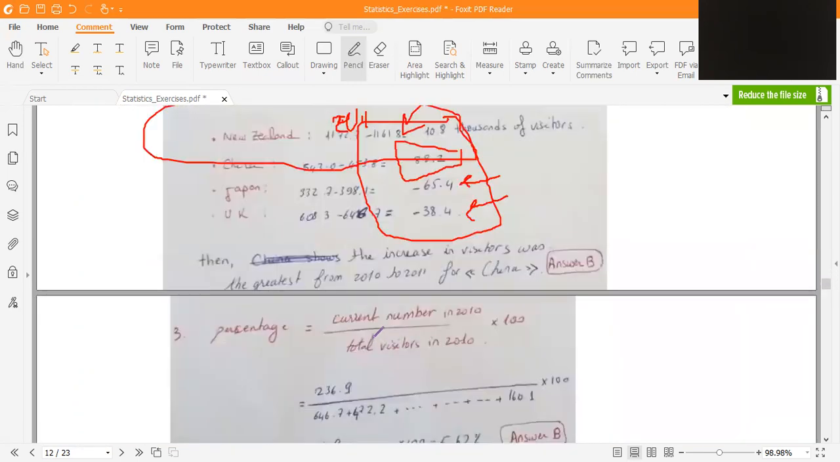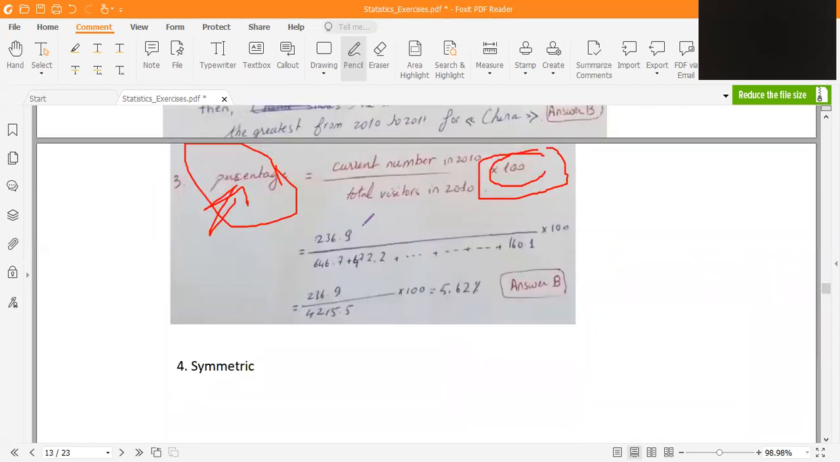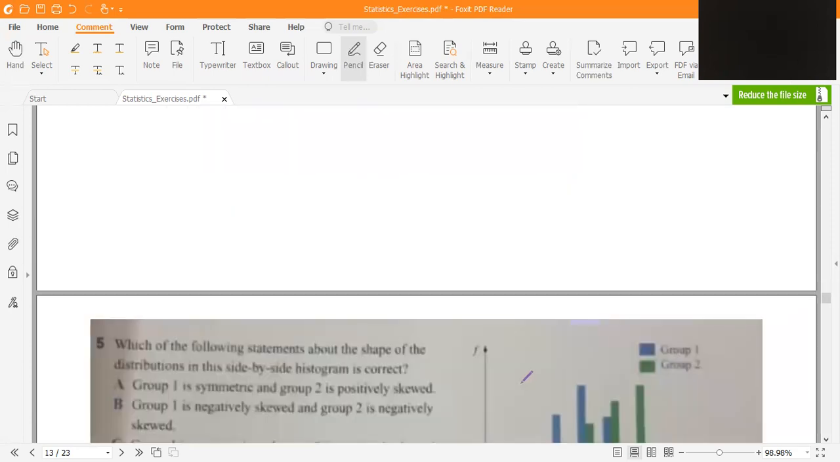So always when we want to evaluate a percentage, it is the current number over the total visitors, or the sum of visitors in 2010, times 100, because we are interested in the percent. So the number of visitors from Malaysia is 236.9 over the sum of visitors who came to Australia from the different countries, times 100. We obtain 5.62%.